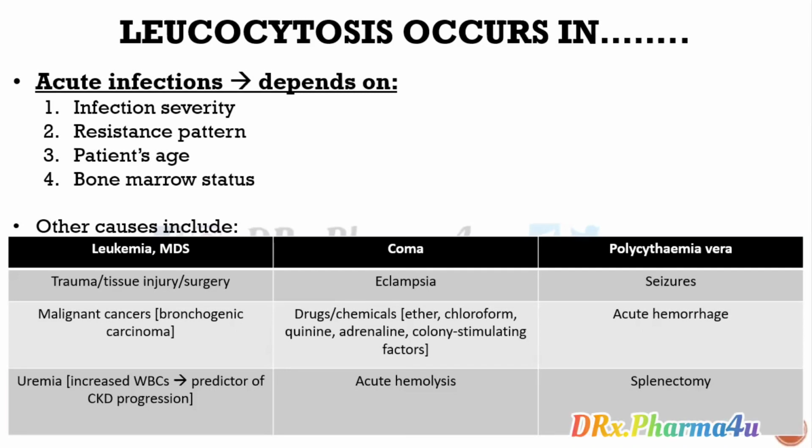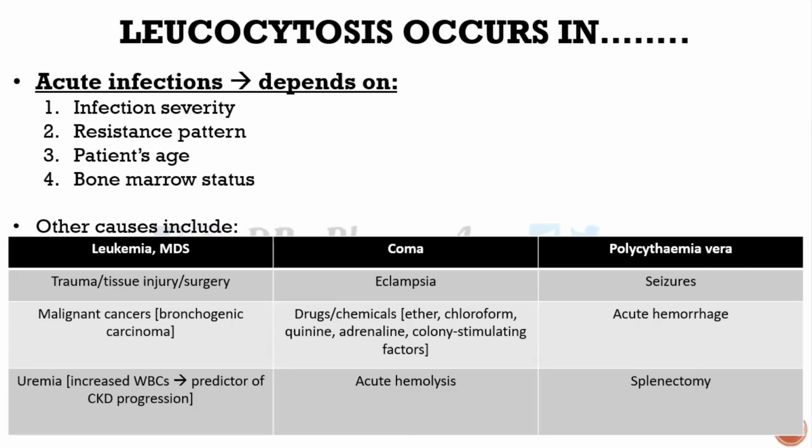There are various drugs and toxins or chemicals which can also increase your WBC. For example, ether, chloroform, quinine. Quinine is an anti-malarial. Adrenaline. This is very important. That is why when you are having stress or if you are in a very prolonged stressful condition, your WBCs tend to increase.